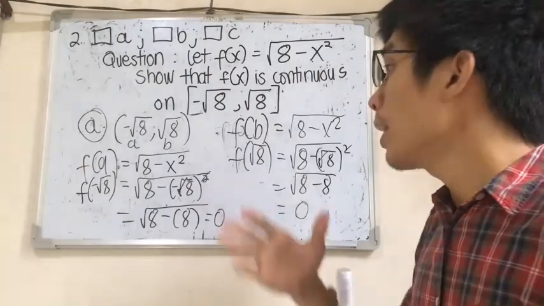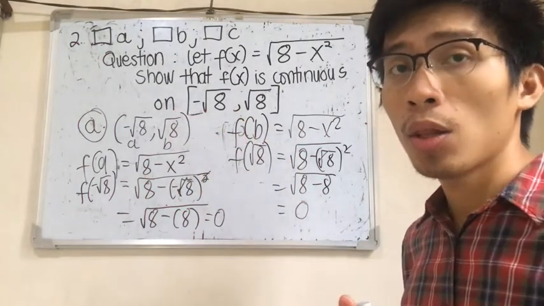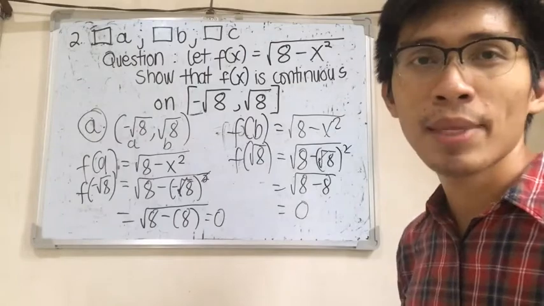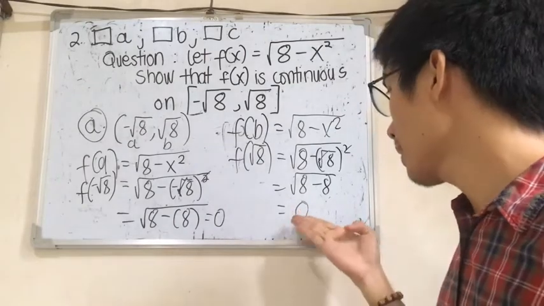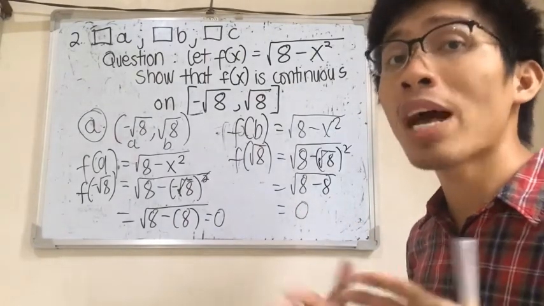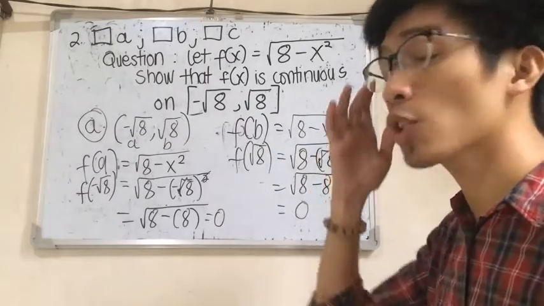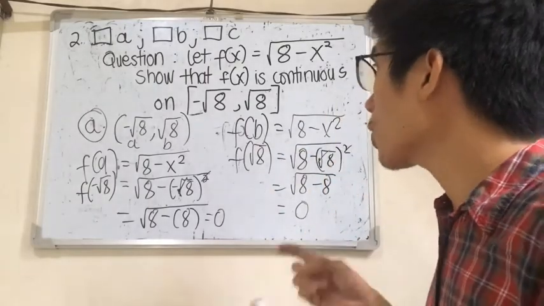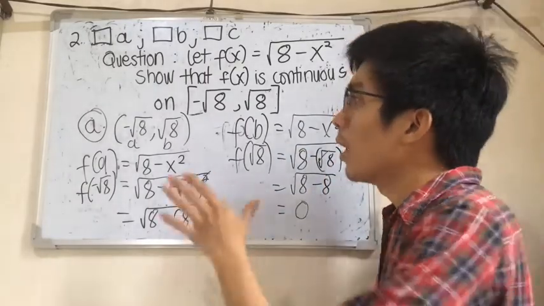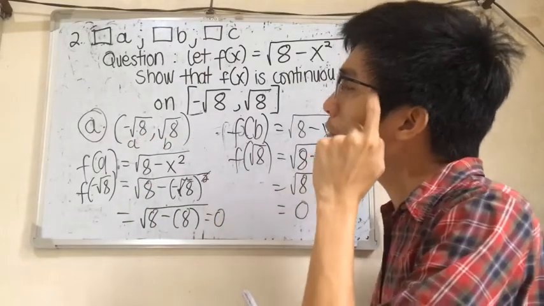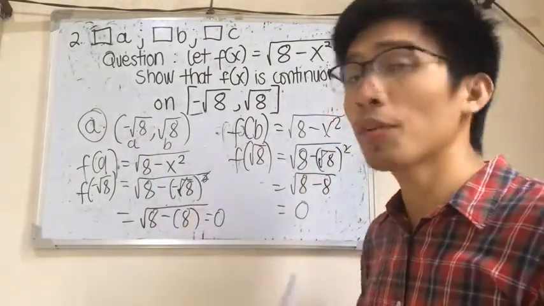Question, is the greatest value in the interval defined in our function? Yes, it's defined as 0. In layman's terms, we have a value 0 when we substitute square root of 8. Question now, is our function continuous in the open interval?